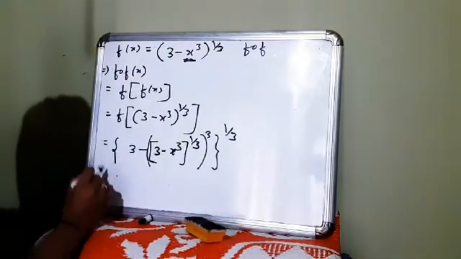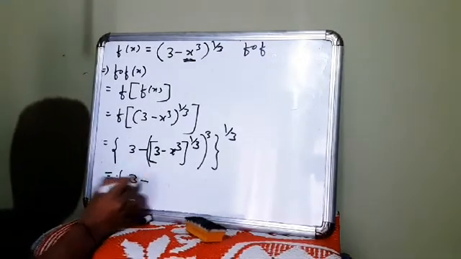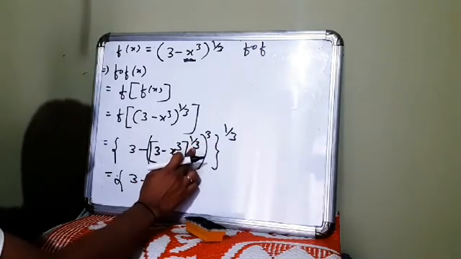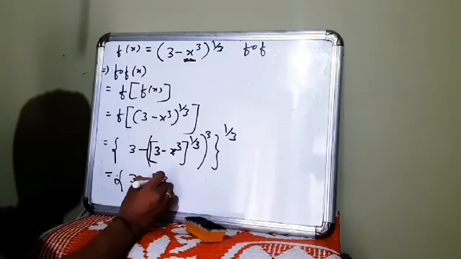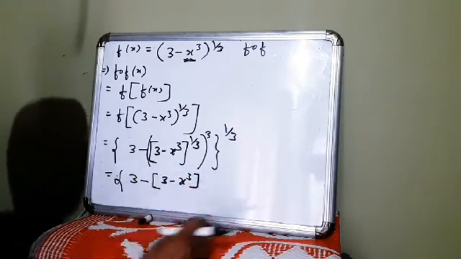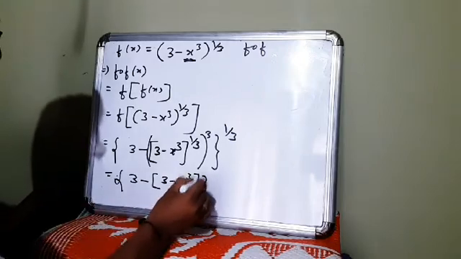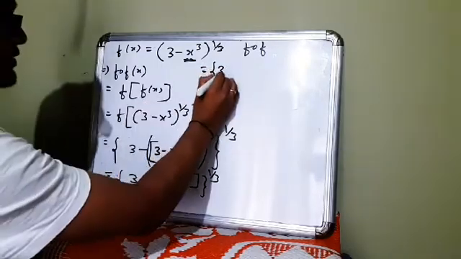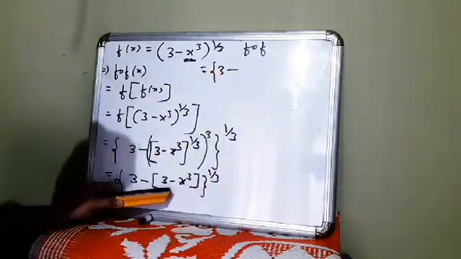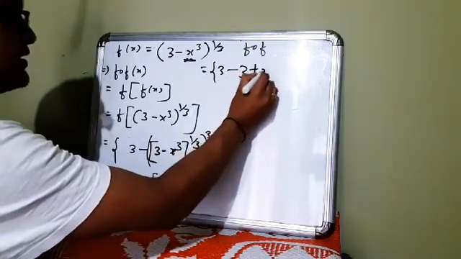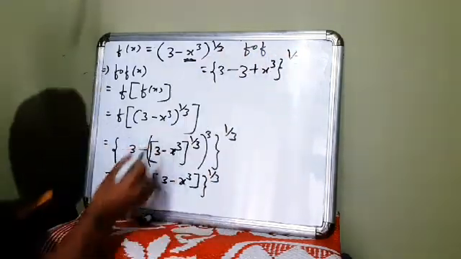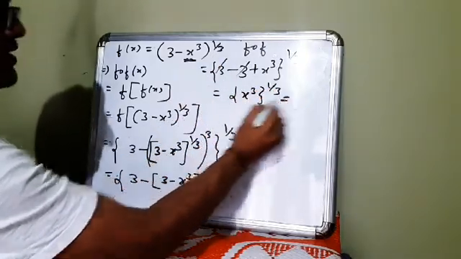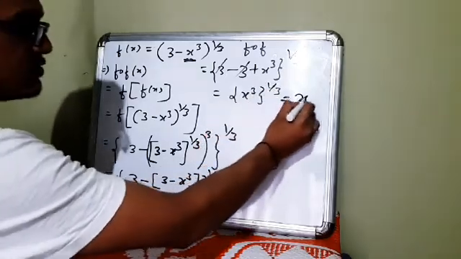Now simplify this. How to simplify this here? If I take this power 3 inside the bracket, this 3 gets cancelled, so we are just left with 3 minus (3 minus x cube), the whole power 1 by 3, which is equals to, taking this minus sign inside the bracket, (3 minus 3 plus x cube) to the power 1 by 3. Plus 3 minus 3 gets cancelled, so we are left with x cube to the power 1 by 3.